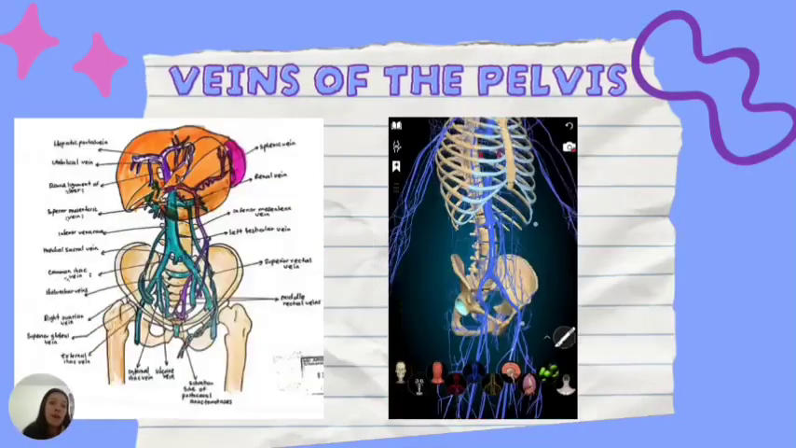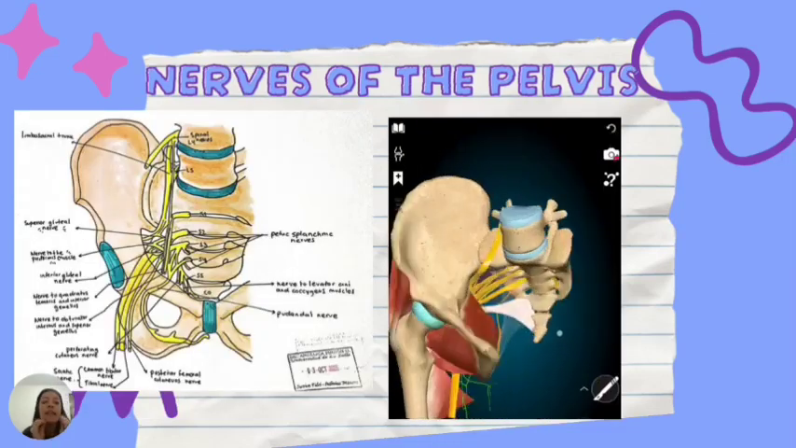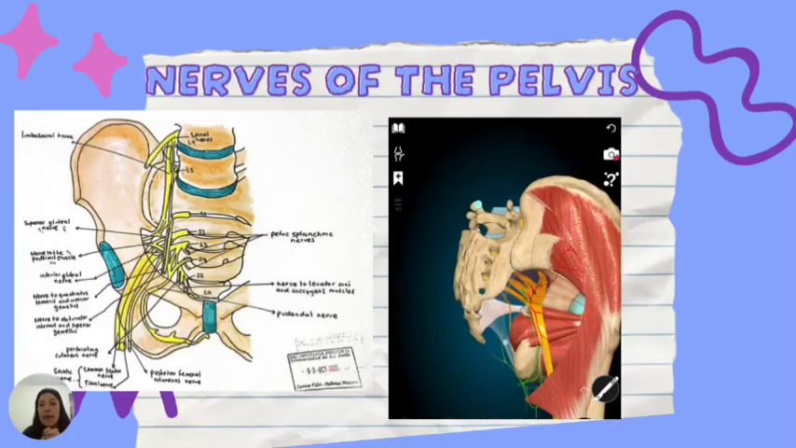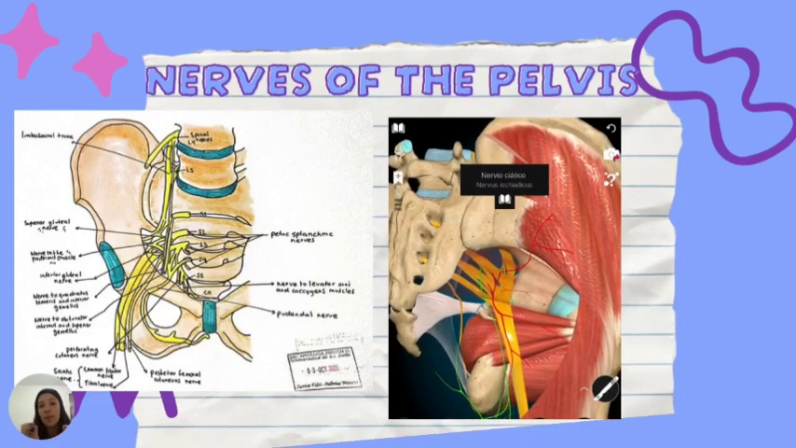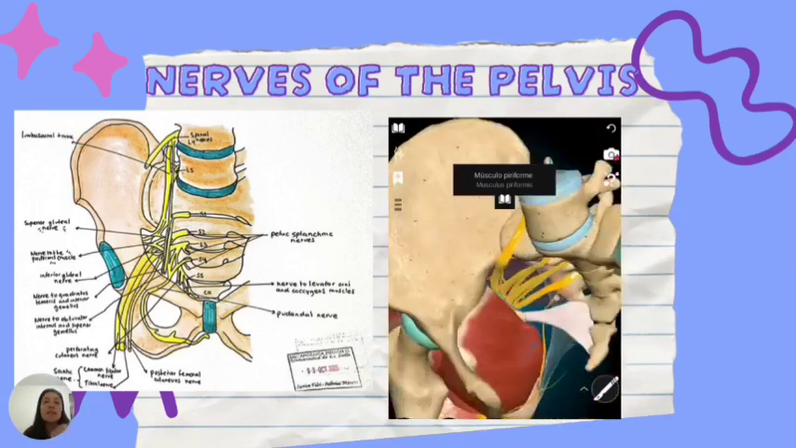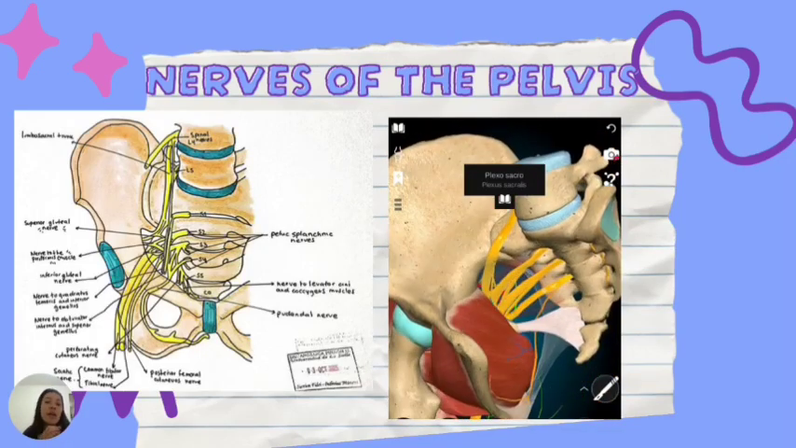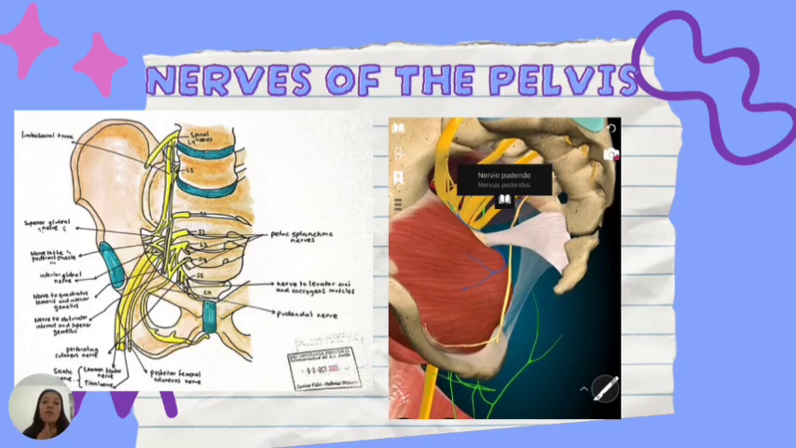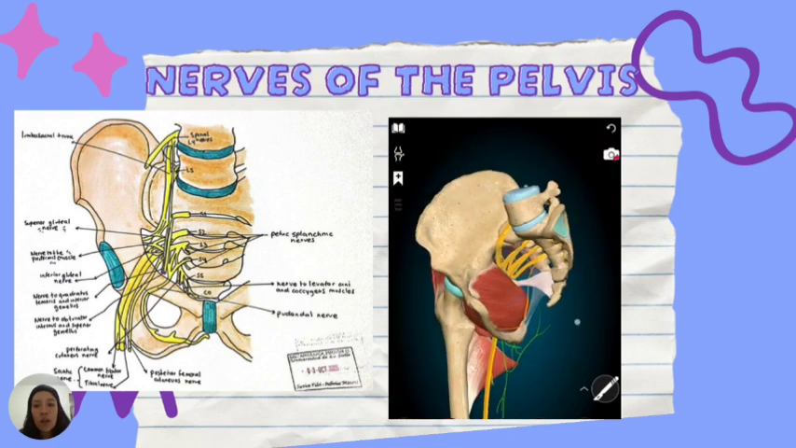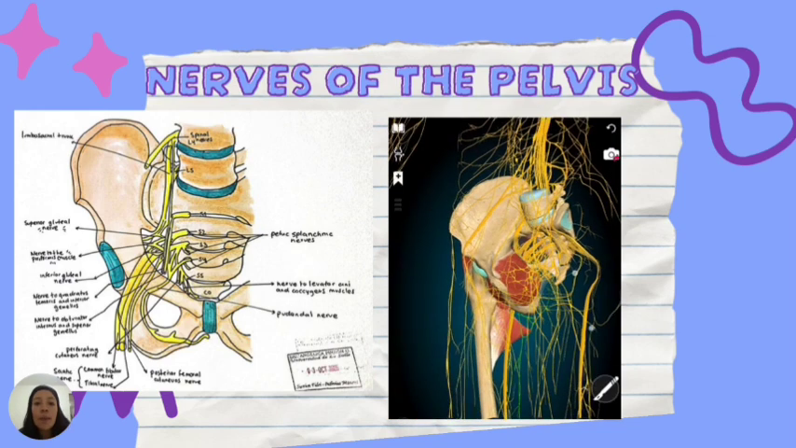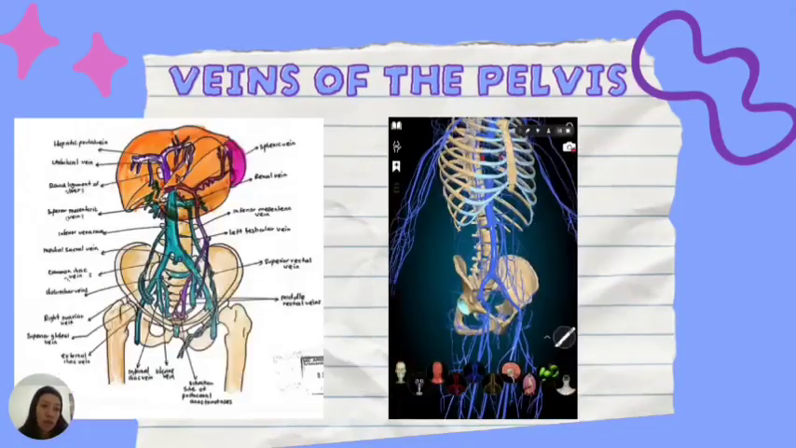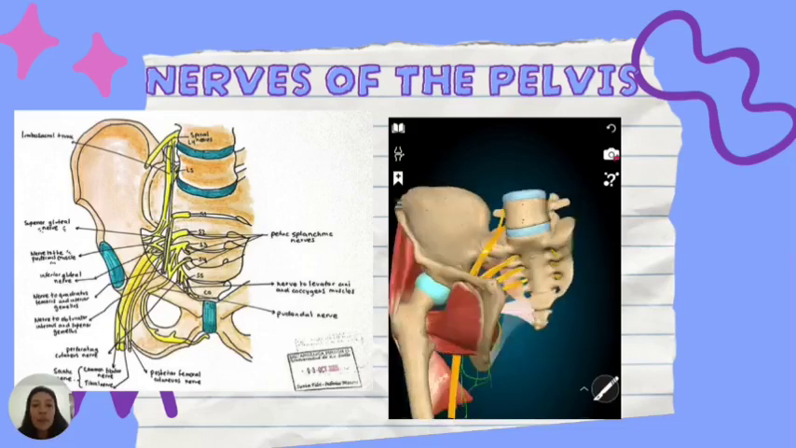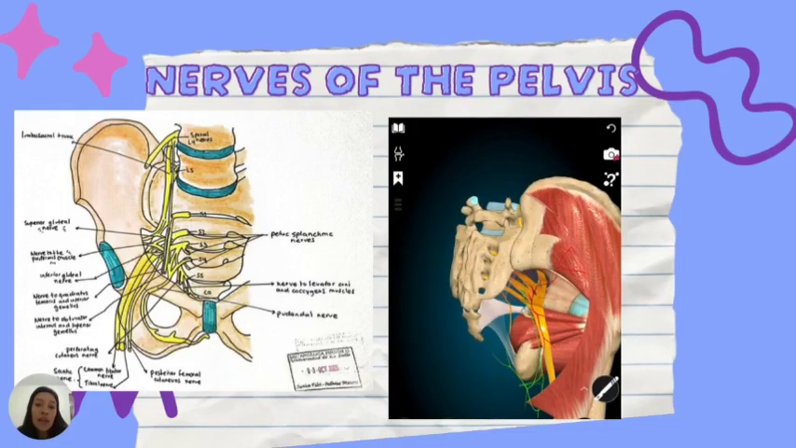And finally, we have the last part, the nerves of the pelvis. The pelvic innervation includes both somatic and autonomic components. The first is the sacral plexus, located between L4 and S4. It provides the motor and sensory supply to the lower limb and the perineum, and the major branches include the sciatic nerve, this one in the video, the largest in the body, exiting through the greater sciatic foramen.